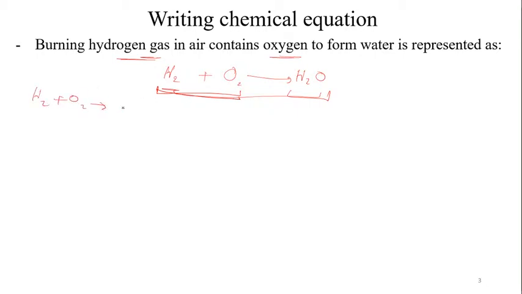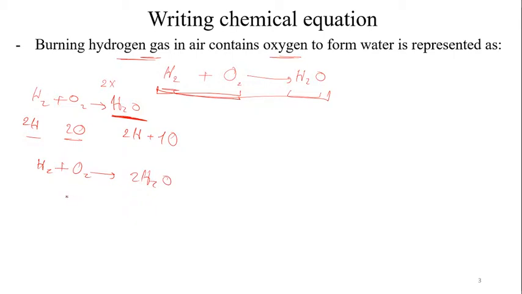Let's just write it here again. I have here two hydrogen atoms and two oxygen atoms, and I have here two hydrogen atoms and one oxygen atom. So I need to multiply this part by a factor, which is 2, to be able to have the same number of atoms on both sides for the oxygen. So I will multiply this one by 2, so the equation will become 2H2O.